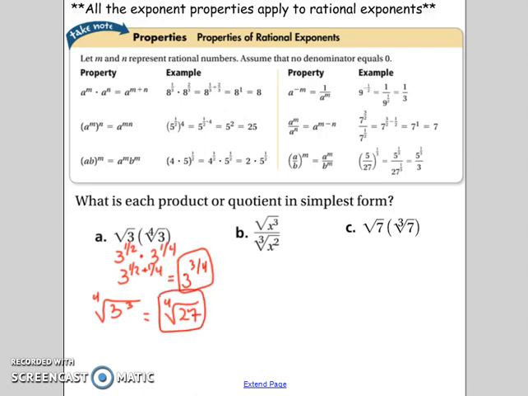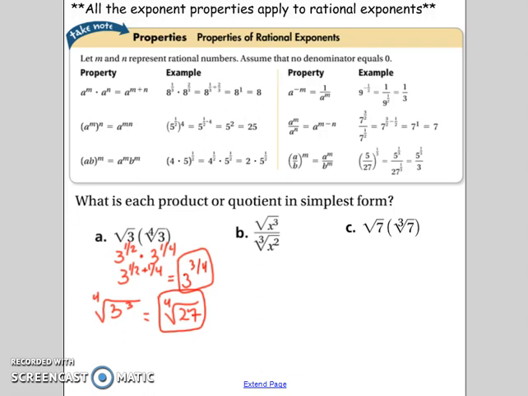Okay, I will, on a test or quiz, let you know if it needs to be in radical form or in exponential form. Okay, and the second one, we are dividing. So we can't write them as one giant radical since the indexes are different. So we're going to simplify the top and the bottom.